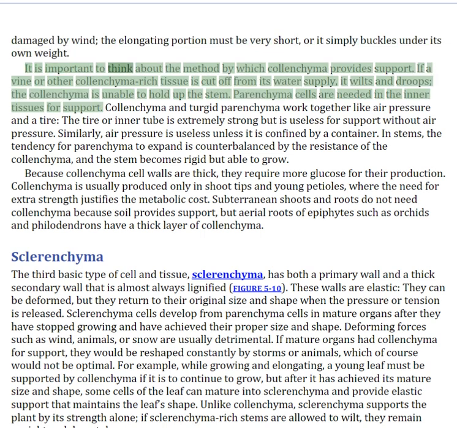It is important to think about the method by which collenchyma provides support. If a vine or other collenchyma-rich tissue is cut off from its water supply, it wilts and droops. The collenchyma is unable to hold up the stem. Parenchyma cells are needed in the inner tissues for support.